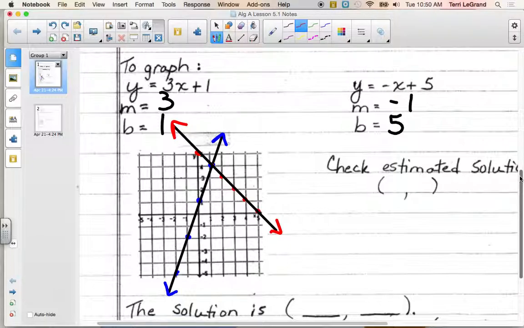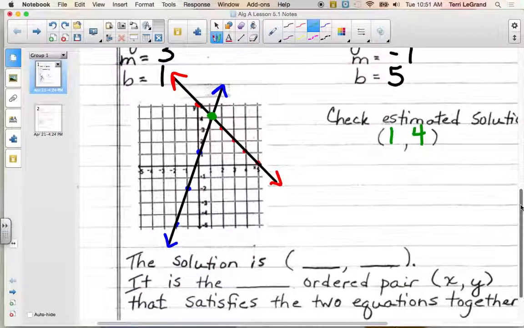Cameron? 1, 4. 1, 4, because they're intersecting right here, aren't they? So ordered pair 1, 4. So first of all, when they ask you to solve it, you have to give your solution as an ordered pair. It shows an x value and it shows a y value, because there's x's and y's in both of these equations. So we're looking for the x value and the y value that will make both of them true.